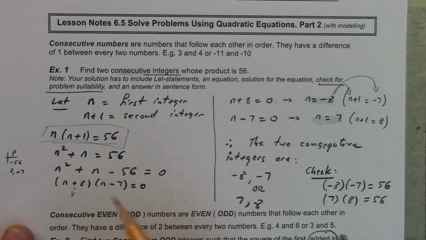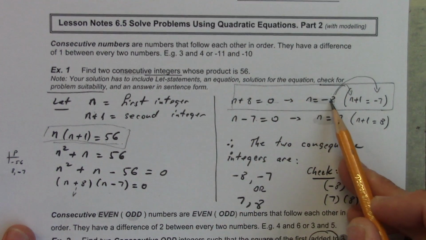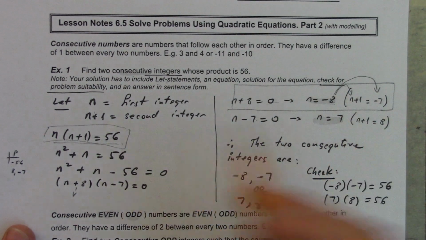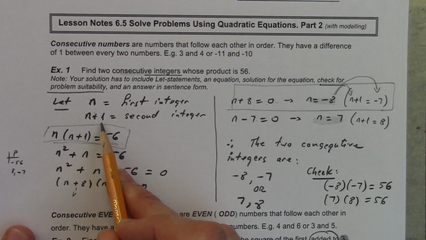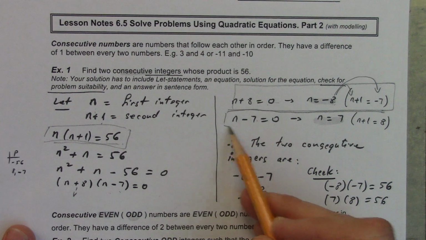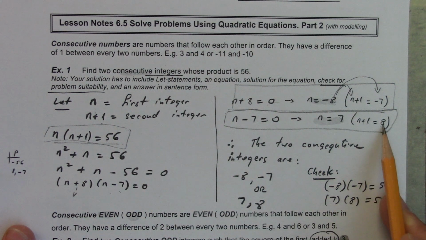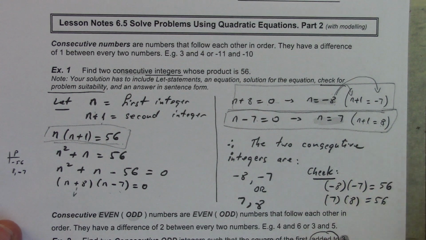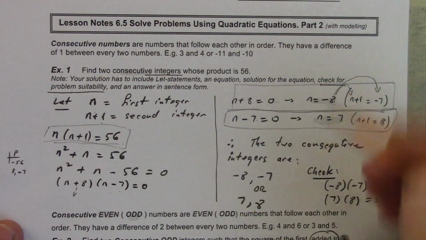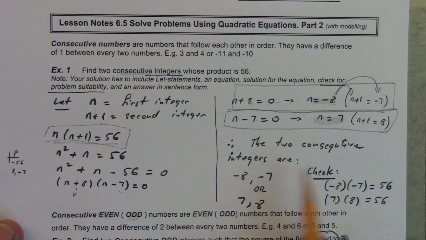We have the n plus 8 is equal to 0. This is one full answer. So our two numbers are negative 8 and negative 7 when I sub into my variables at the beginning. And the full second answer is n equals 7, and my n plus 1 value then is 8. So based on those two answers, the two consecutive integers are either negative 8 and negative 7 from the first case, or positive 7 and positive 8 from the second case.